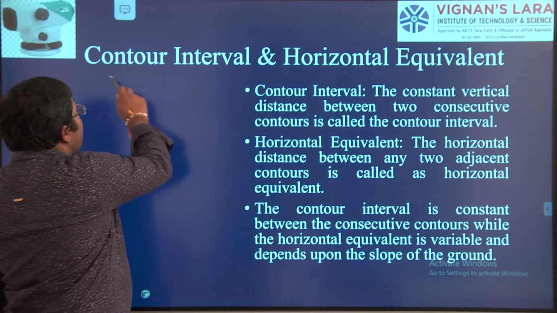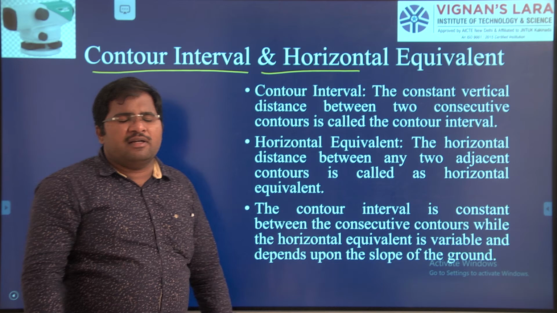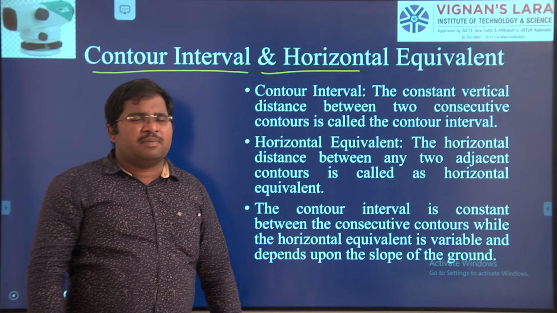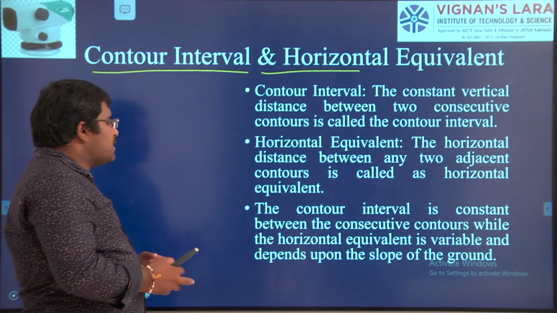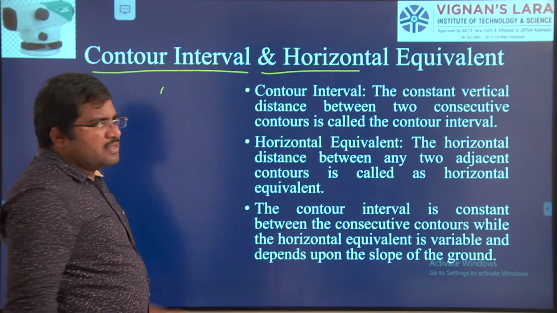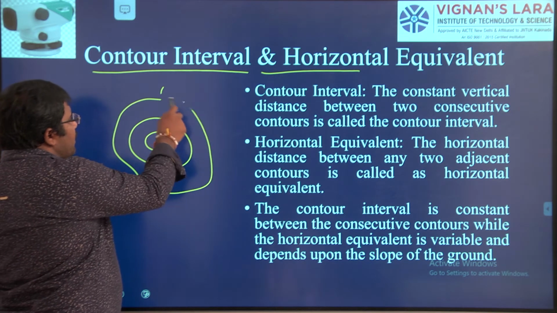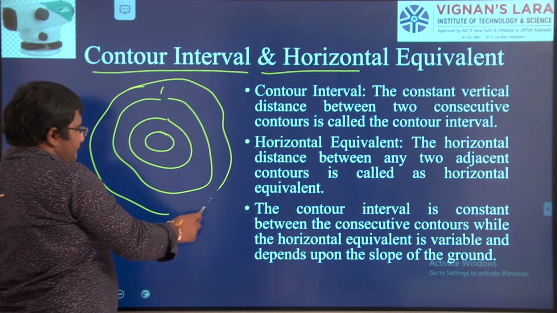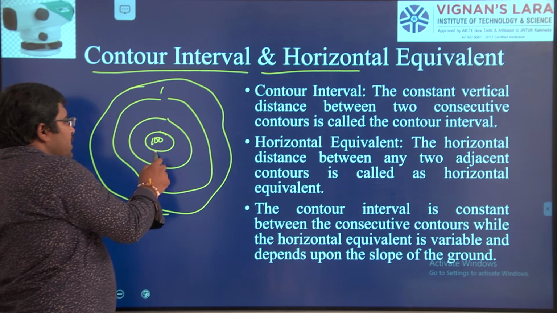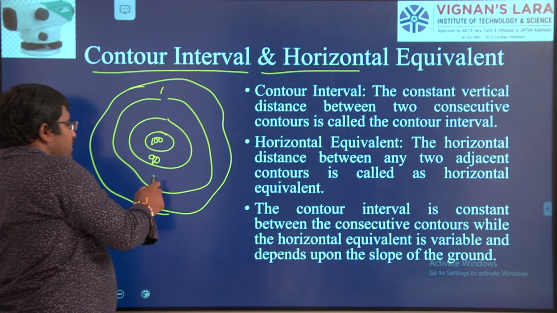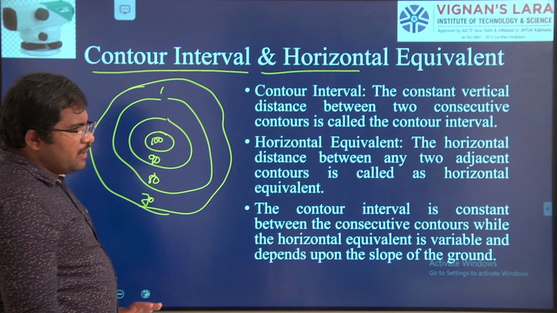Next, what is meant by contour interval and horizontal equivalent? These are the two important definitions in contours, right? So let me explain the meaning of this. Now I have a hill, and due to the hill I got values like this: 100, 80, 90, 70.